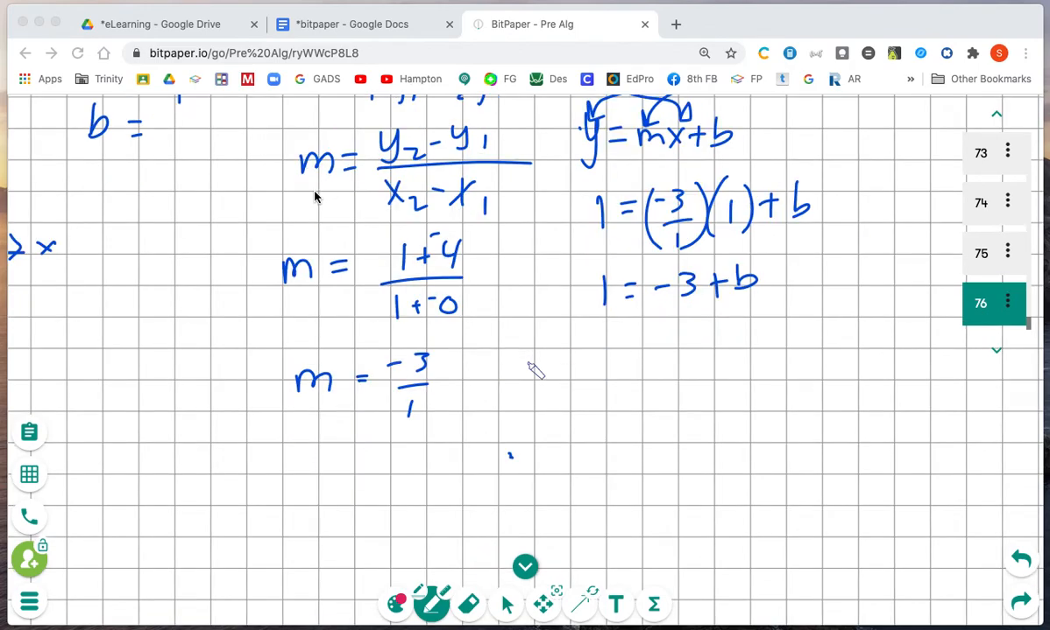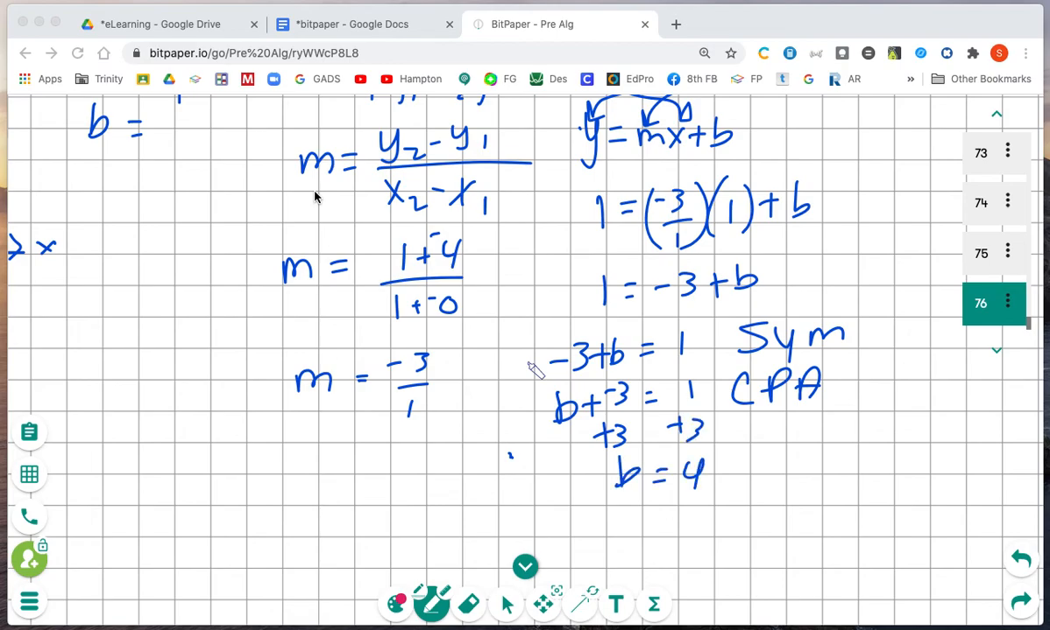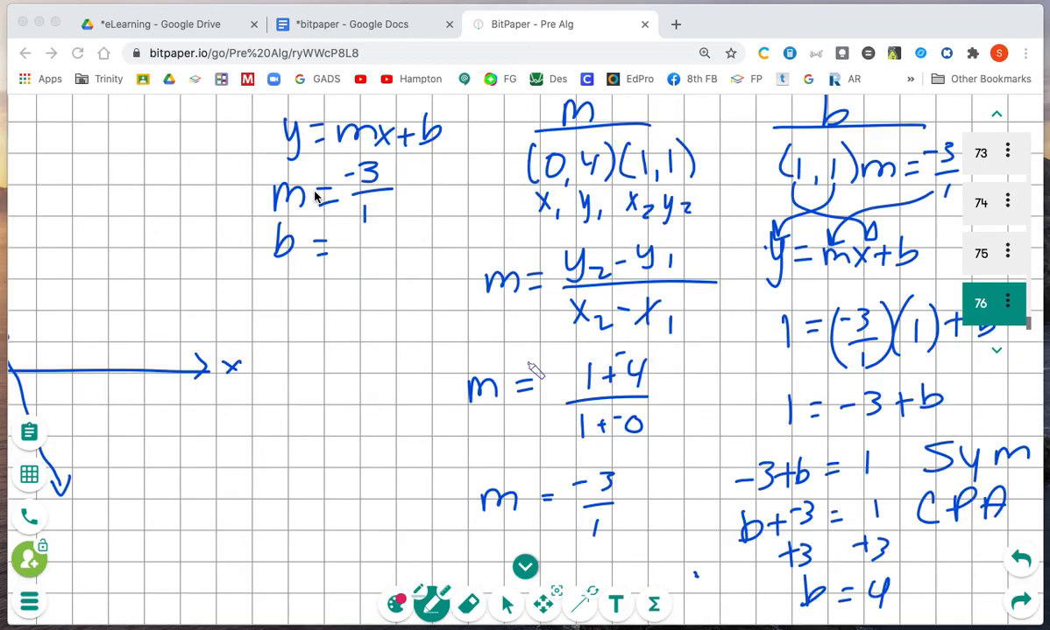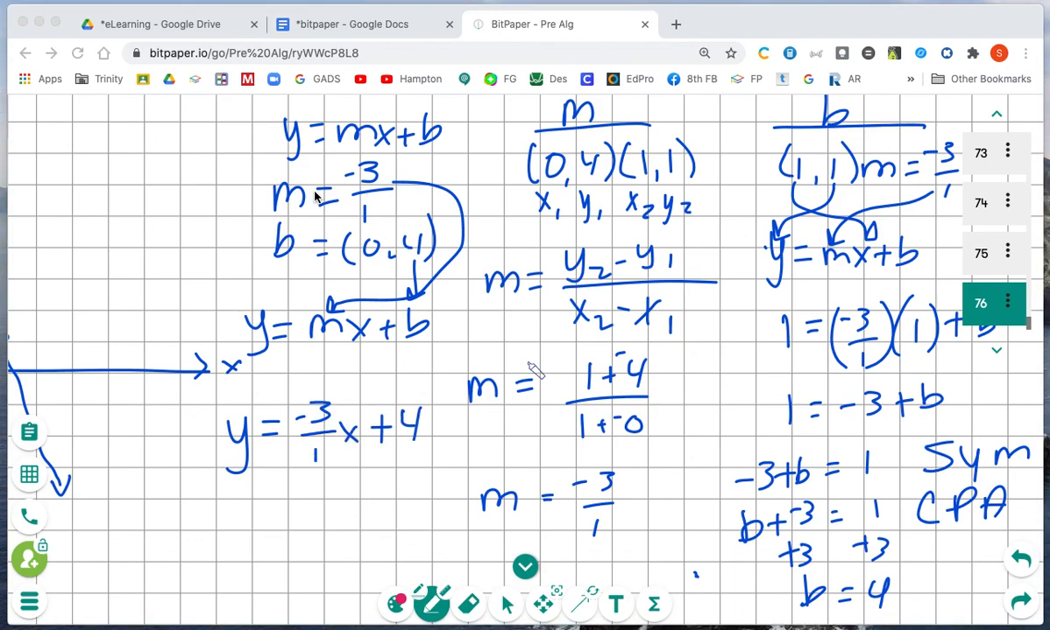Is the b on the left? It's not. Negative 3 plus b is equal to 1 is symmetrical. b plus negative 3 is equal to 1 is CPA. Zero pair the 3's. b is equal to 4. So I come back over here. My b is equal to 0, 4. I'm going to do y is equal to mx plus b. The m is negative 3. The b is 4, so y is equal to negative 3 over 1x plus 4. And now you've practiced for your tests.